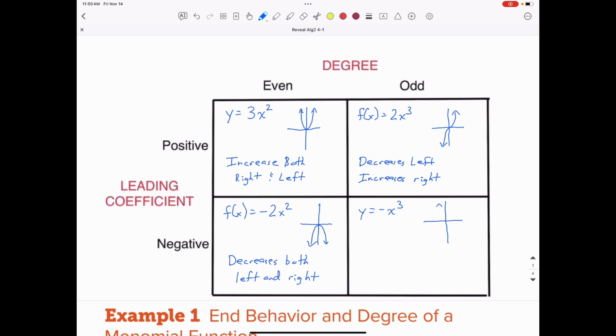It's an S shape, but it actually does the opposite of the one we have above it because the leading coefficient is a negative number. So we would say this one is going to increase to the left, but it decreases right.